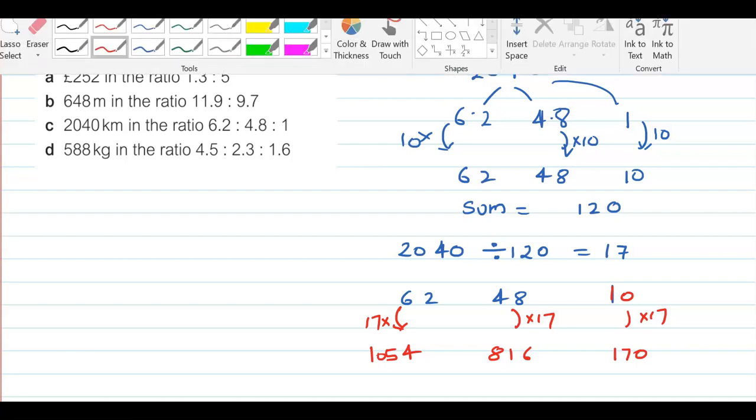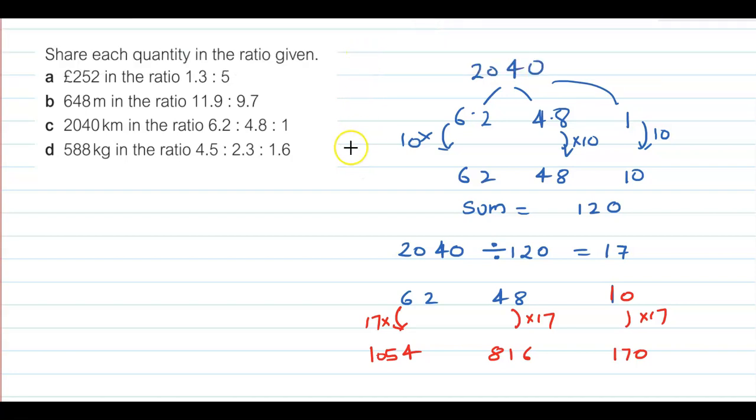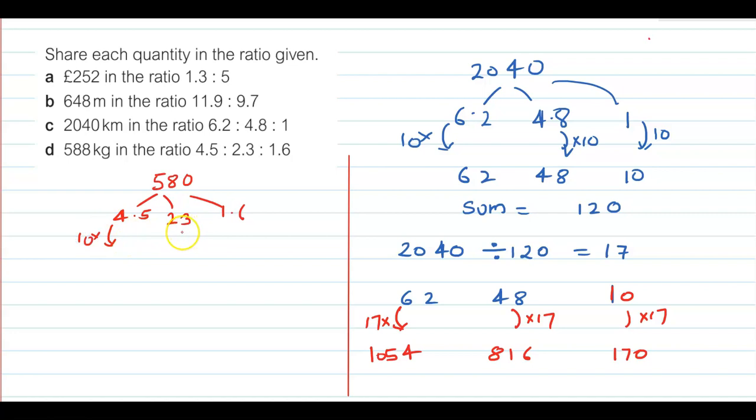The last part is the same thing. What we need to do? So it is 588 divided by, so it is 4.5, it is 2.3, and it is 1.6. Okay, so by which number will we multiply now? 10. If you multiply by 10 here, here, and here, this will be 45, 23, and 16.